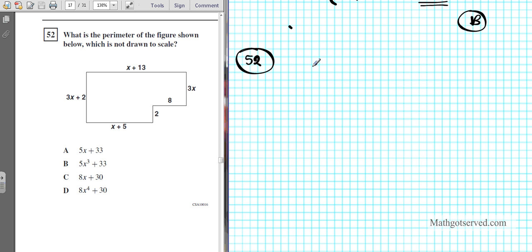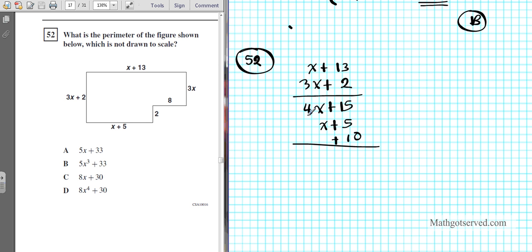The top is x plus 13. The left side right here is 3x plus 2. Okay, let's add those two together. This gives us 4x plus 15. And then on the bottom, we have x plus 5. And then we also have 2 and 8. We can add 2 and 8, that's 10. Okay? Let's add all that together.